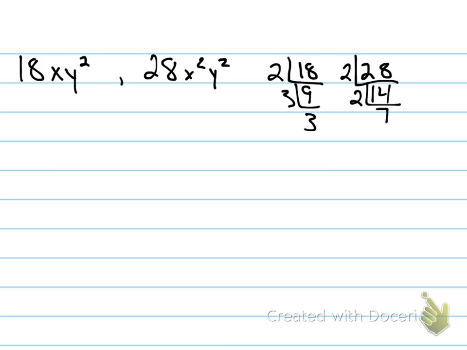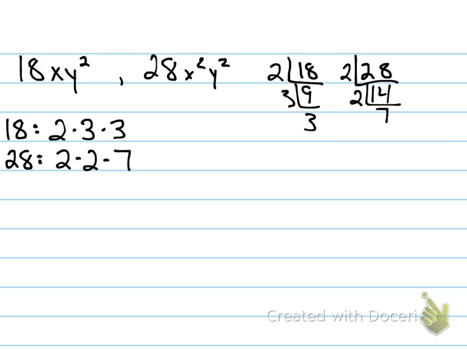Are you writing that right now? Yeah. Okay, so now here's what I want you to do. List out your prime factors. Okay, 2 times 3 times 3. I'll take a break in just a second to let y'all catch up. And then 2 times 2 times 7. All right, so go ahead and finish that prime factorization and writing out your prime factors.